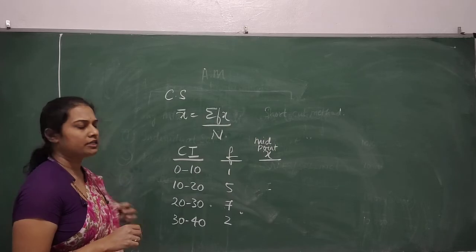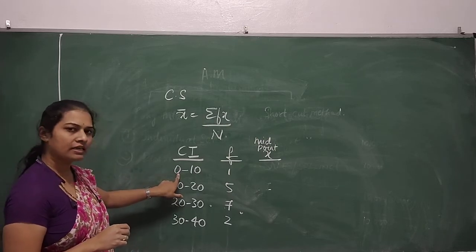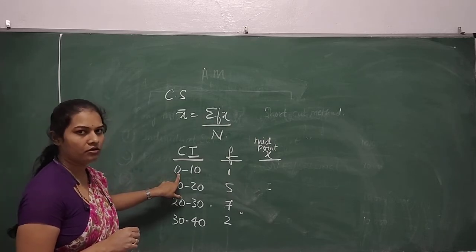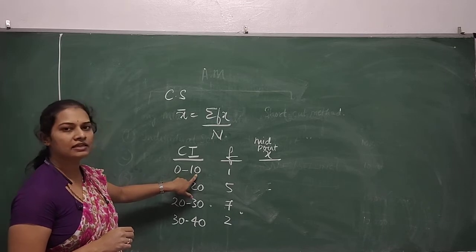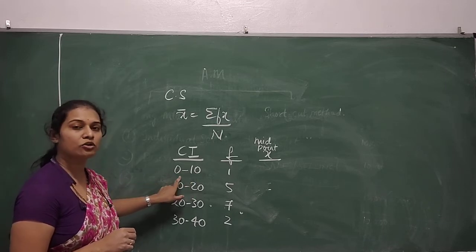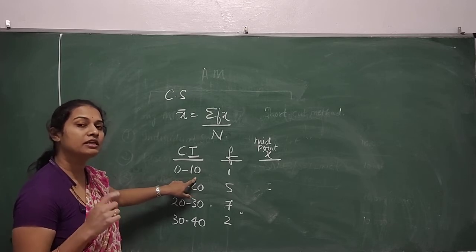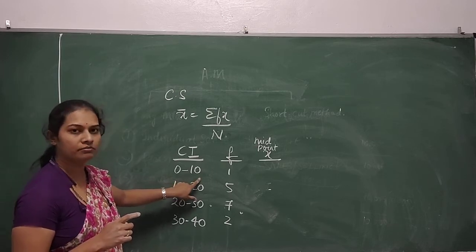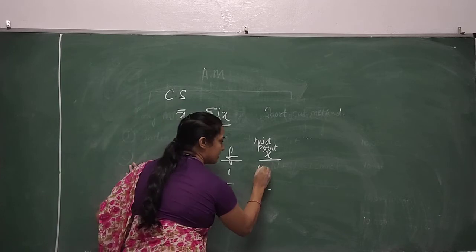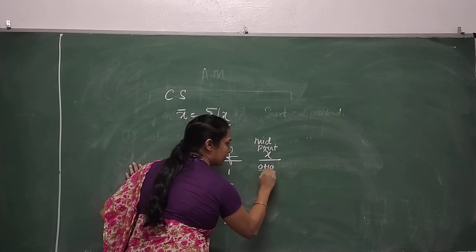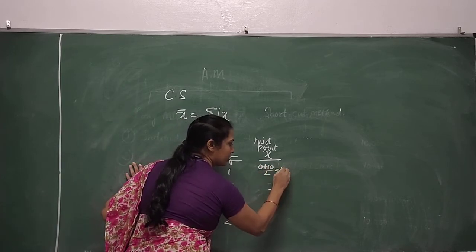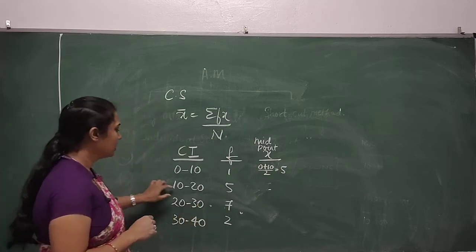How will you calculate a midpoint? You will take the first number, which is 0. You will add it to the second number, which is 10. That is 0 plus 10, it is 10. Divided by how many numbers you have added? 2 numbers. That is 0 plus 10 divided by 2, which gives you 5.